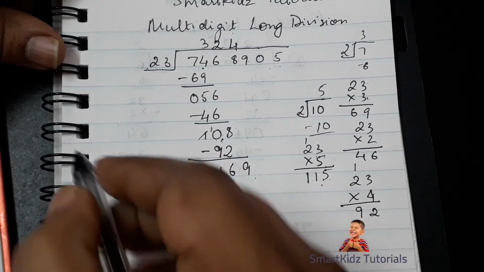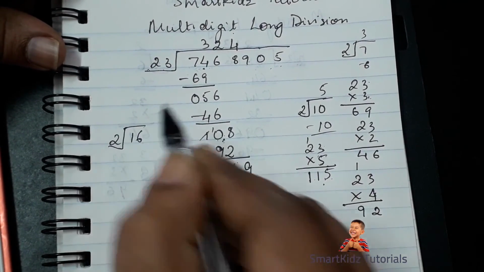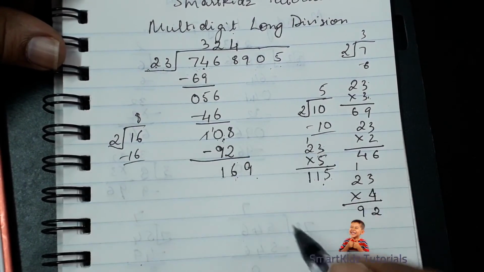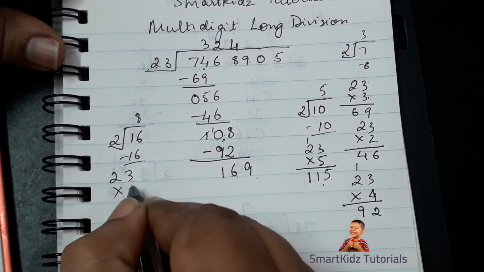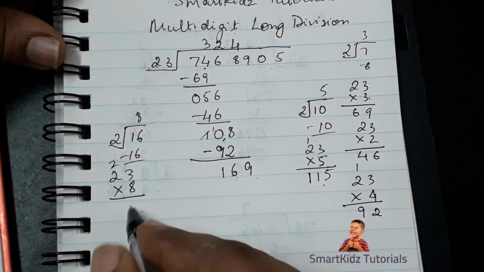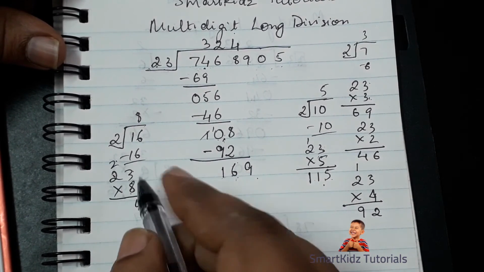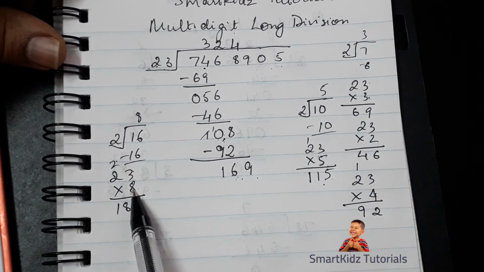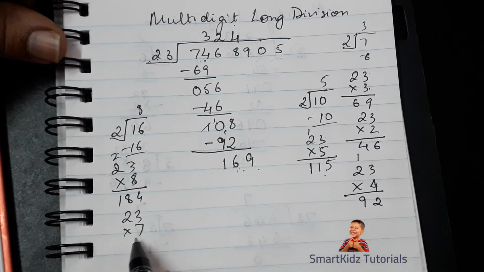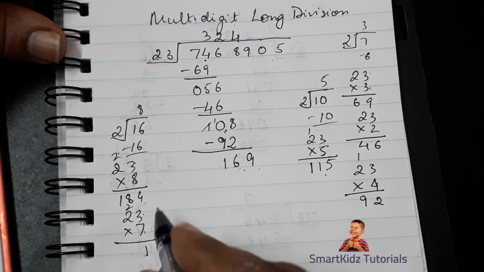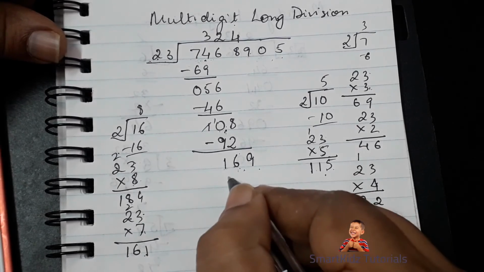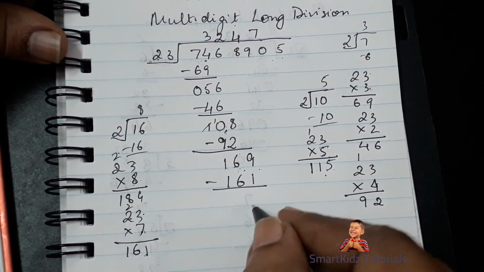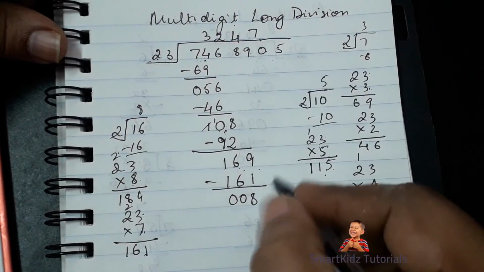So once again, 16 divided by 2. 16 from here and 2 from here. 2 8s are 16. So let us check what 23 into 8 is giving us. 8 3s are 24. 8 2s are 16 plus 2 gives us 184, which is bigger than 169. So which means we'll have to take a number less than that. 23 into 7. That will give us 7 3s are 21, carry 2. 7 2s are 14 plus 2, 16. So that gives us 161. 169 minus 161 will give us 8. The 0 here, and we bring this 0 down.